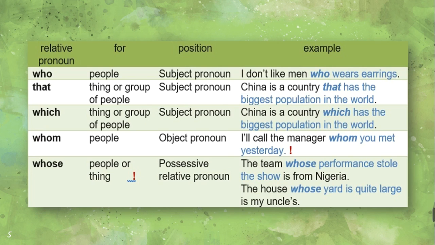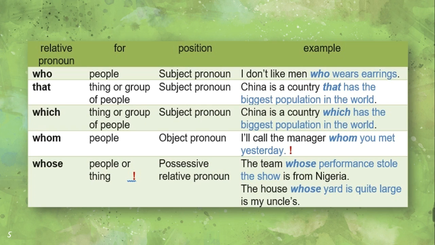Who. I don't like men who wears earrings. Here, the dependent clause who wears earrings is to explain the word man, marked by this relative pronoun in bold, who. So this sentence consists of two clauses. The first one is the independent clause, I don't like the man. And then this man is further explained by the dependent clause who wears earrings.